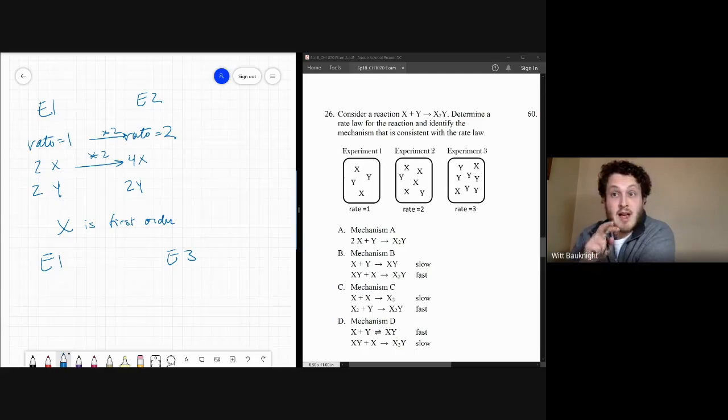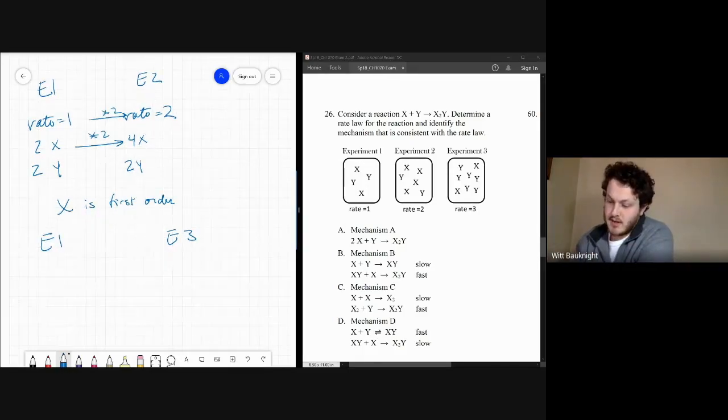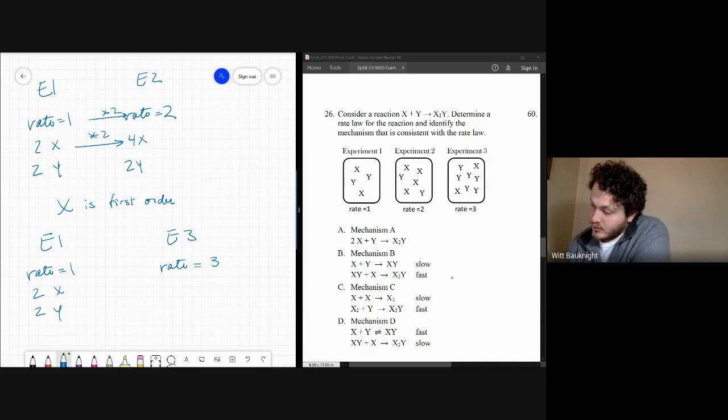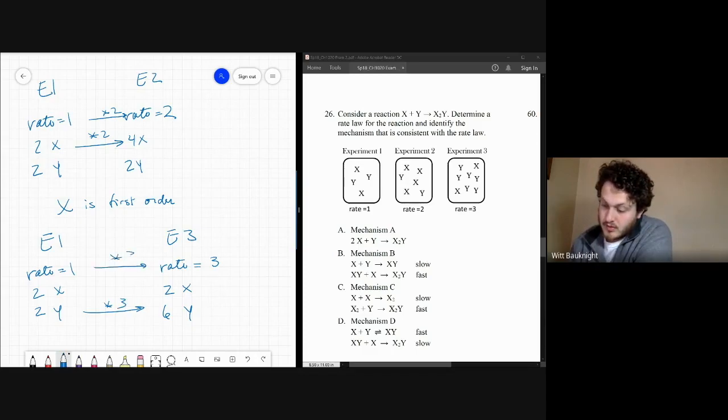All right, we can do the same thing from experiment 1 to experiment 3. I picked those because something remains constant, and we need at least one of the concentrations to remain constant. So experiment 1, we have rate equals 1, 2 X's, and 2 Y's. For experiment number 3, rate is now 3. Our number of X's remain at 2, but our number of Y's triples to 6.